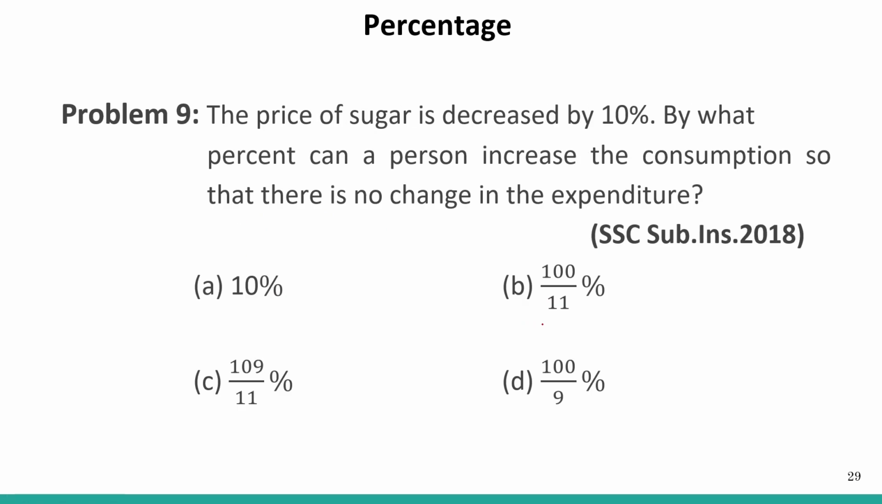Okay. Let's see problem number 9. The price of sugar is decreased by 10%. So by what percent can a person increase the consumption so that there is no change in the expenditure? Okay. So what we want to do is, after the sugar price is decreased, we want to increase the consumption so that we consume so much that there is no change in expenditure. The amount that we actually utilize on sugar remains the same. Okay. So let's see whether the answer is 10% or 100 by 11 or 100 by 9 or 109 by 11.